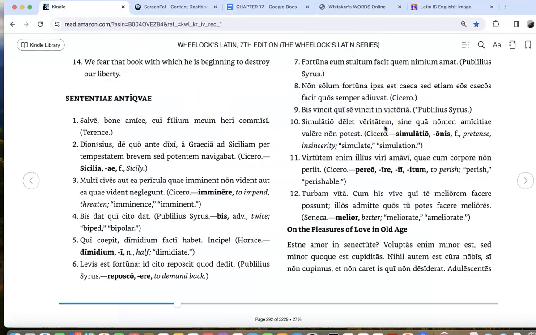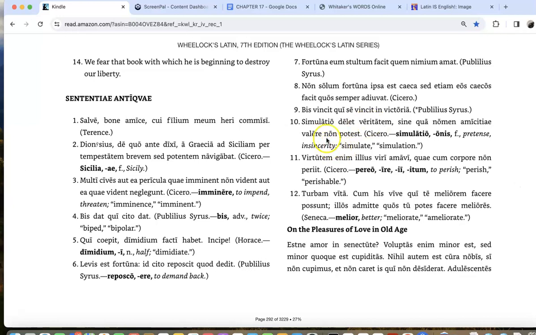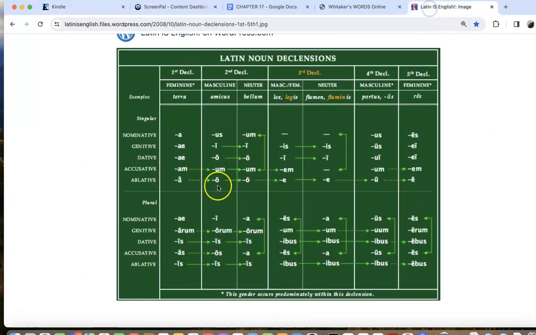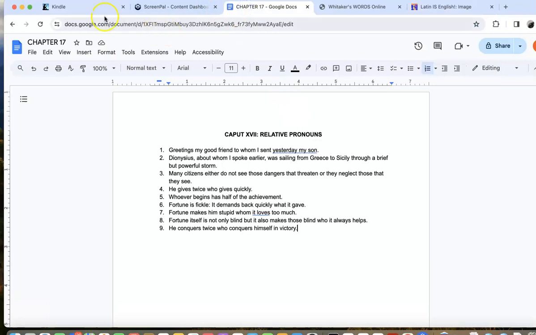Well, if you let it go to your head and you become arrogant, you lose virtue, and whatever victory you had will be diminished, seems to be the sense of it. So bis vincit, so he conquers twice, vincit qui, and then who, referring back to he who conquers twice, and then conquers himself, there's our reflexive pronoun, and then in victory. So notice in victory is in the ablative because it's followed by a preposition.